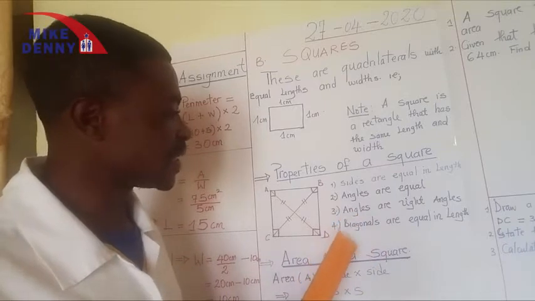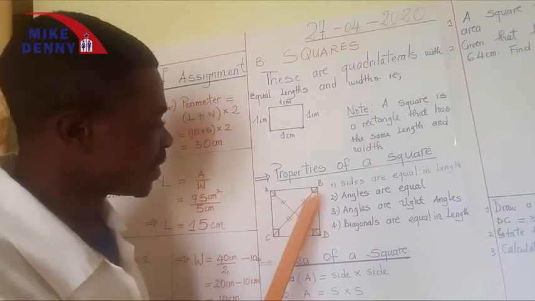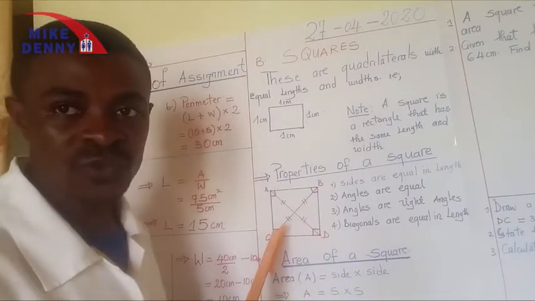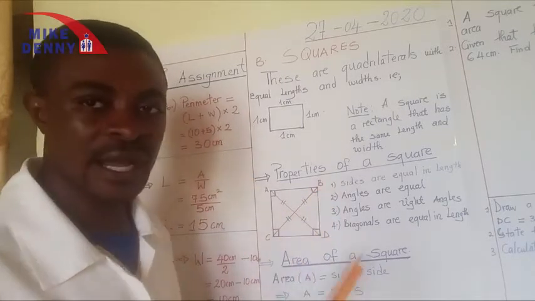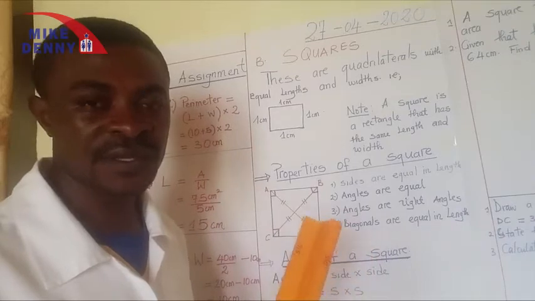Now we are going to look at the diagonals. These lines are called the diagonals. A diagonal is a line that divides a square into two halves. We call them diagonals. So the diagonals are the same.